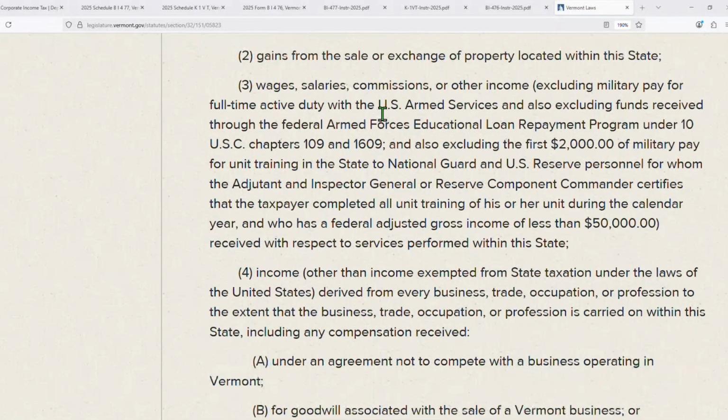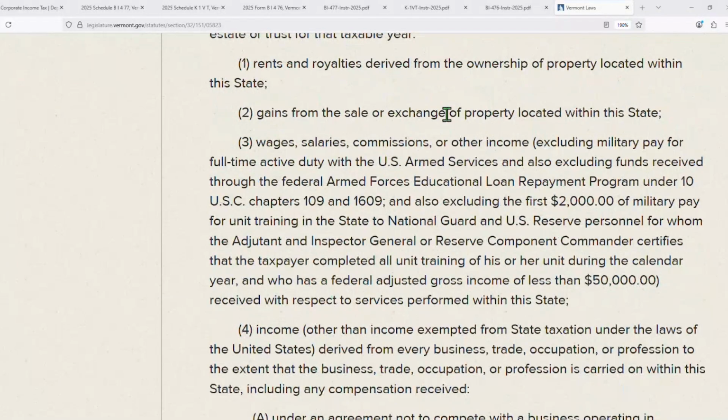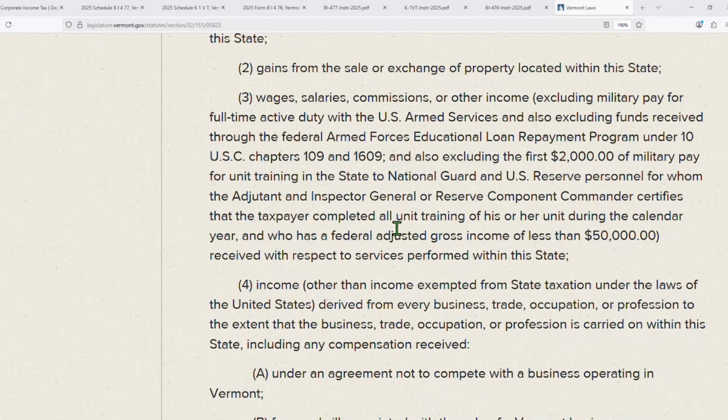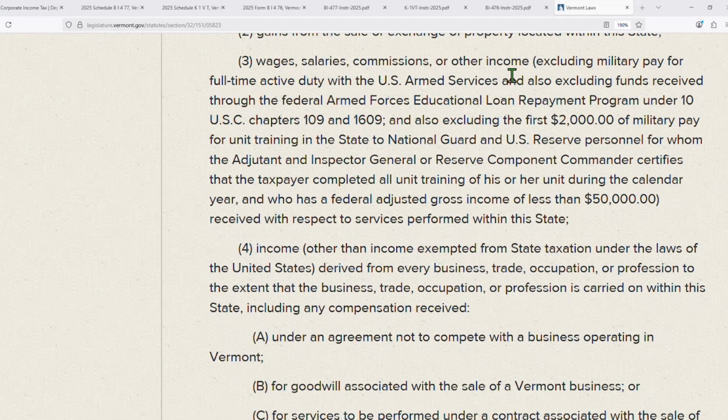But so, one, rents and royalties, in the simple and straightforward world, that's going to be part of your taxable income in Vermont. Gains from the sale or exchange of property, so that's your capital gains piece there. All the same caveats apply to that as well. In many cases, it is as simple as someone sold their tractor in Vermont, it's not a casual sale, let's assume. It happened in Vermont, it's taxable in Vermont. But there's a lot of cases where the analysis isn't going to be that simple and it's going to lead to a different result. Wages, salaries, commissions, and other income.